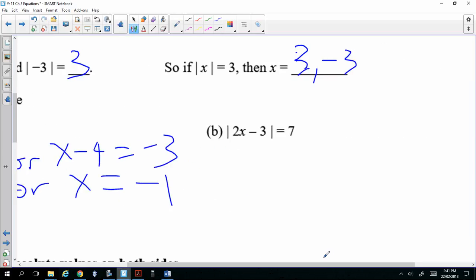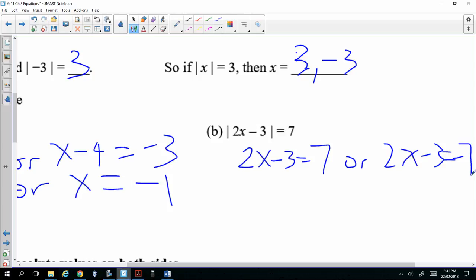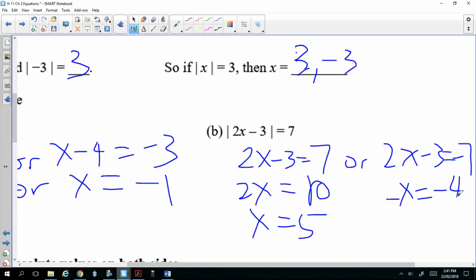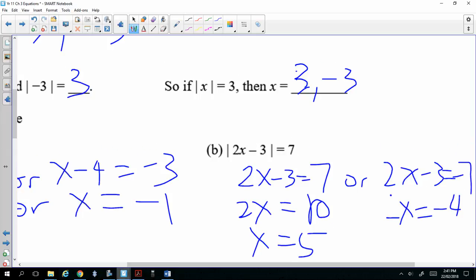Same thing, 2x minus 3 can be positive 7 or 2x minus 3 is negative 7. And you solve for both. x can be 5. And for the other one, 2x equal to negative 4, so therefore, x equal to negative 2. Right, we've done both of these questions.